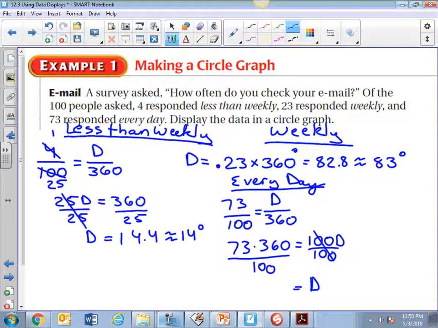Okay. Anybody get it? Not yet. Or you can just take 0.73 times 360. That would be 260. What's that? 260. Okay, 262.8. Okay, so we'll go 263. Okay, so 263 degrees. All right. So once we know these things, these are what we're going to graph here. We got 14, we have 83, and we got 263.